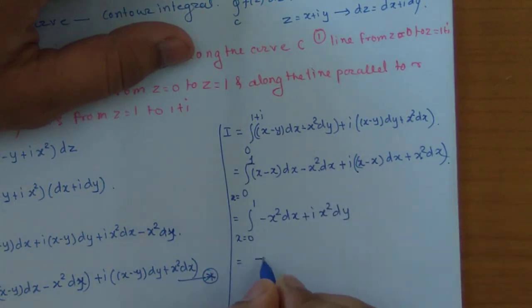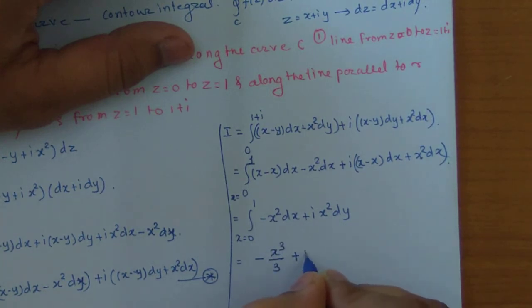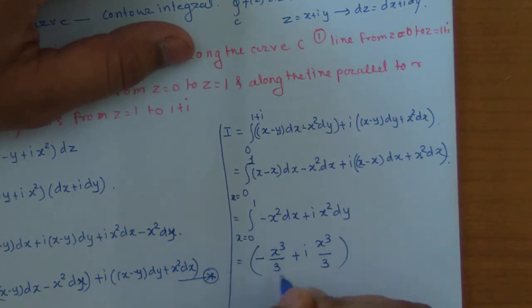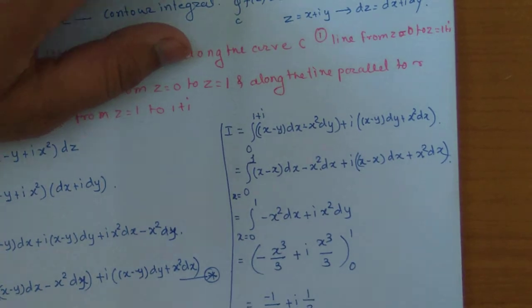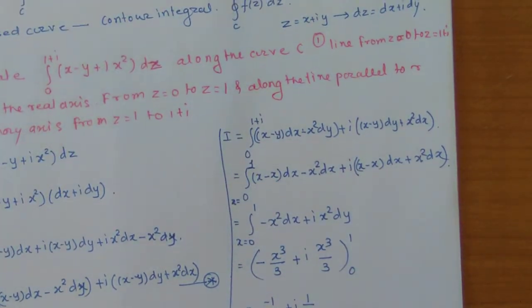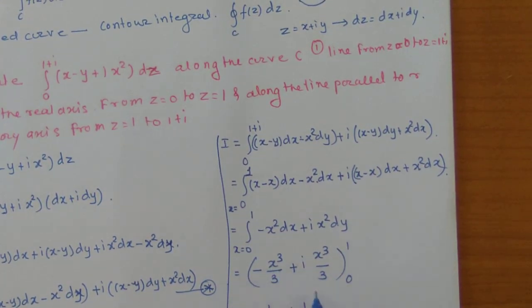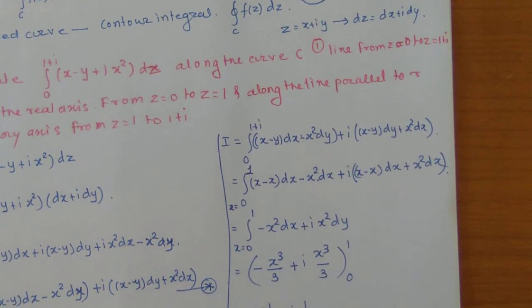Now take the integral. So the integration of x square is x cube upon 3, plus i times x cube upon 3, with limits from 0 to 1. So for the upper limit we have minus 1 by 3 plus i times 1 upon 3. If we replace x by 0, then both terms are going to be 0.